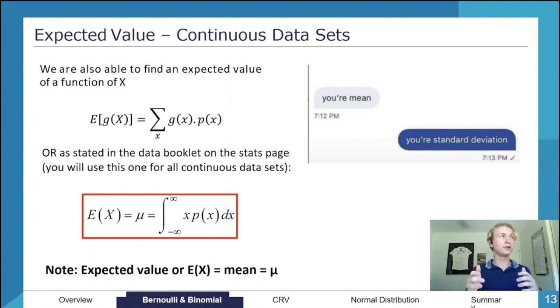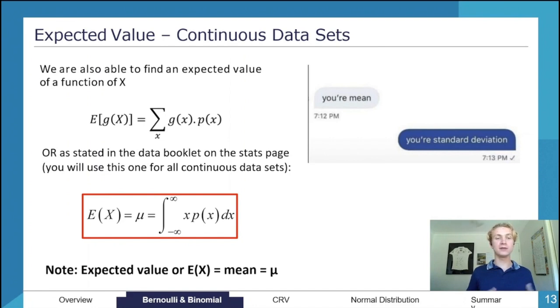When we integrate between these two points, this is how we find the probability. However, to find the mean, we have to do this weird thing where we times it by x first. So p of x times x inside that integral, in terms of d of x, between the upper and lower bounds, which is often negative infinity and positive infinity. Sometimes we have multiple functions and then we break it up. This is going to be our formula, and you can find this in the data booklet.